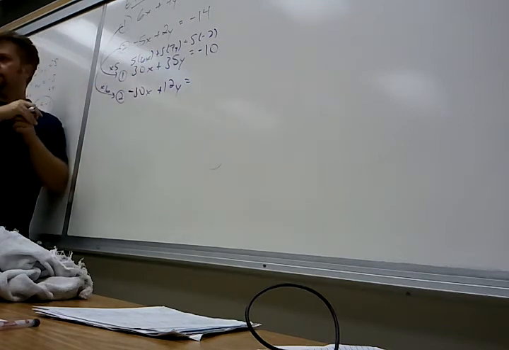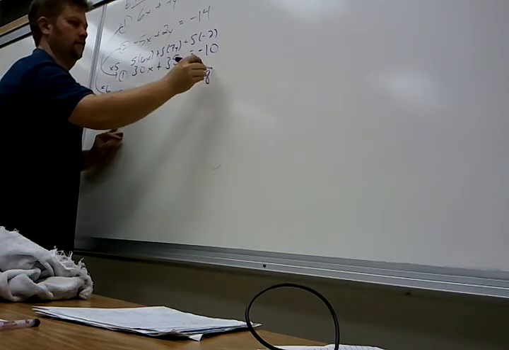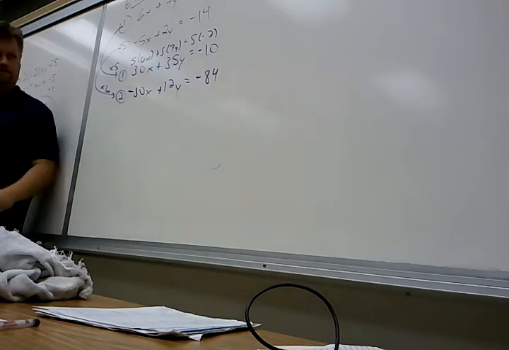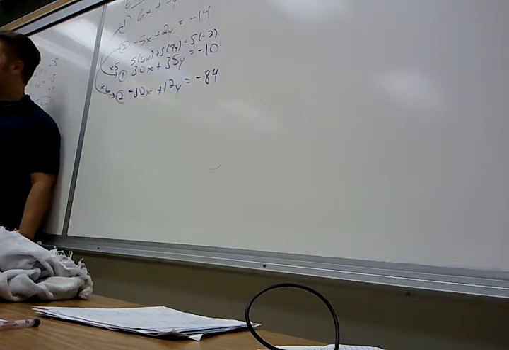-14 times 6? Careful. -14 times 6? Negative 94. 84, right? Yeah, 84. Remember what I said. This is the ugliest problem you'll see with this. Why is 74 24?